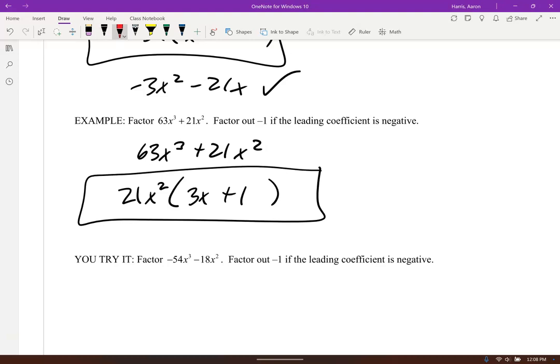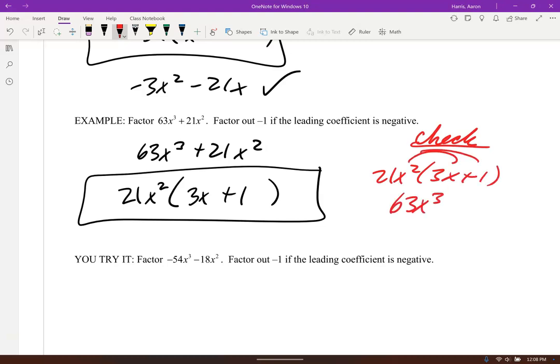Again, make sure you always check it. Check that you did that right by distributing it back, and you get 63x cubed plus 21x squared. That's what you started with, so you're good to go.